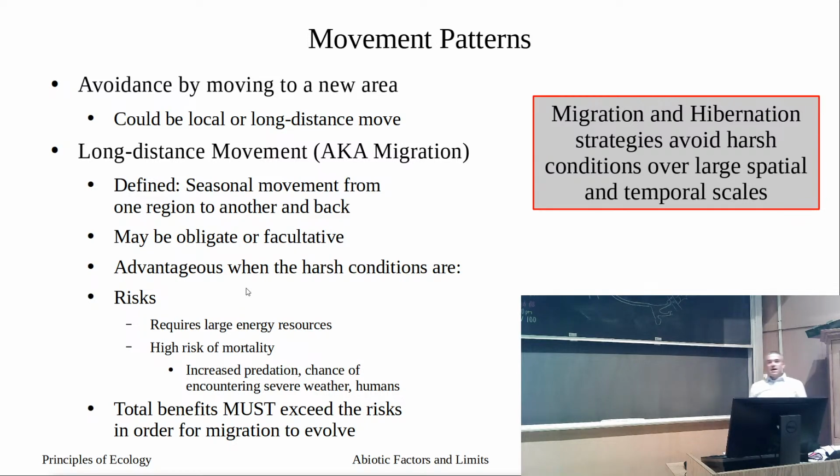So migration and hibernation are all about these large-scale, long-term, harsh conditions. And that's why I said, like winter. Winter comes on. It's going to persist for a couple months. This occurs over a large spatial scale, too. These are the avoidance strategies to deal with that.